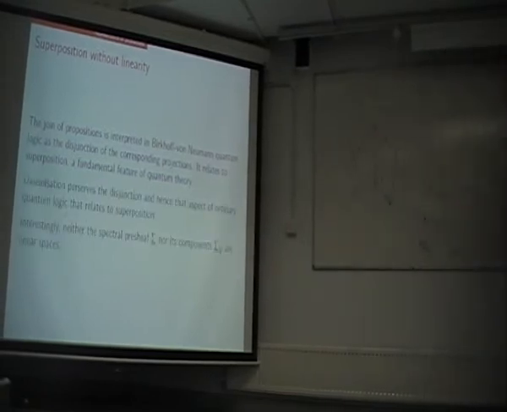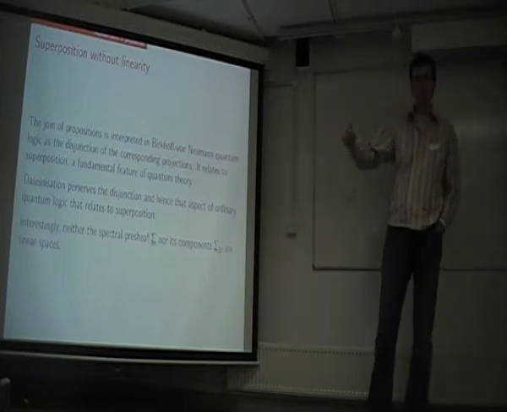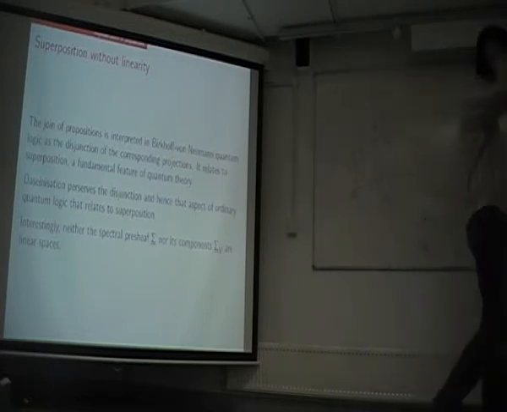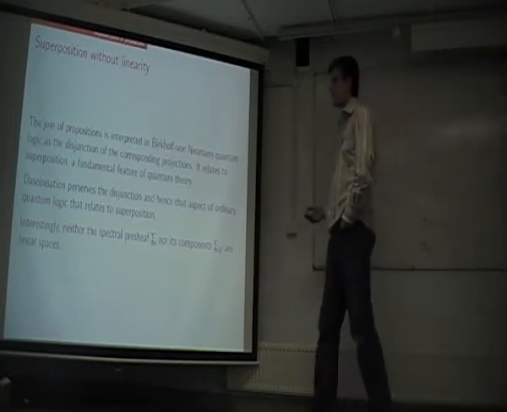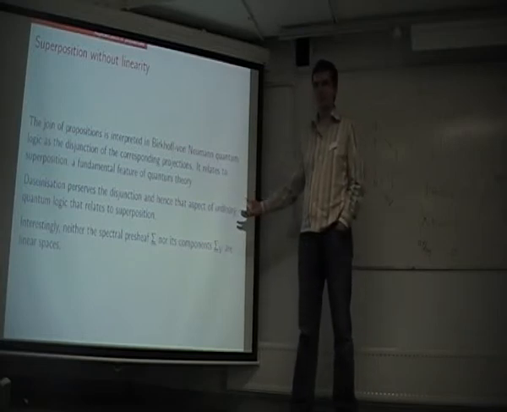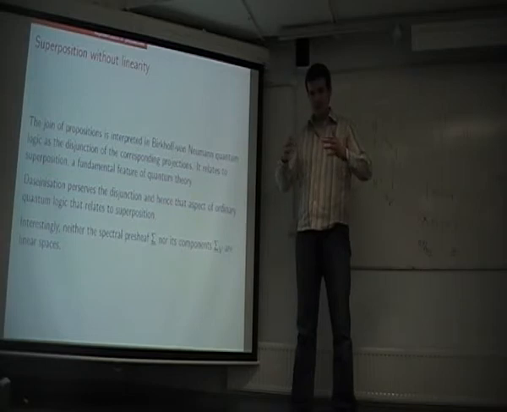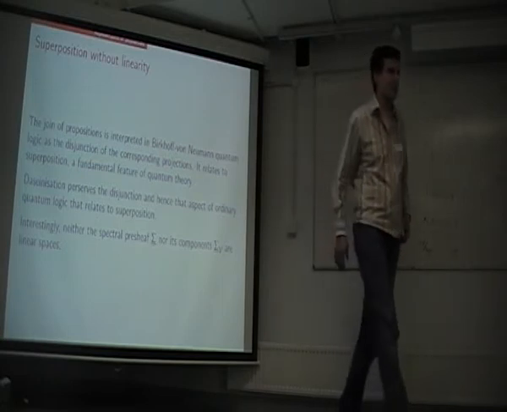And interestingly, we see that daseinization preserves this disjunction, and hence that aspect of quantum logic that relates to superposition. And truly this is a pretty fundamental thing in quantum theory. And even more interestingly, we tend to think that superposition is closely linked to the linear structure of the theory. But here, neither the spectral presheaf nor its components are linear spaces, and still this piece of structure is there. And actually it's something so simple like set theoretic union, stage by stage. So I find this an interesting aspect of the story.